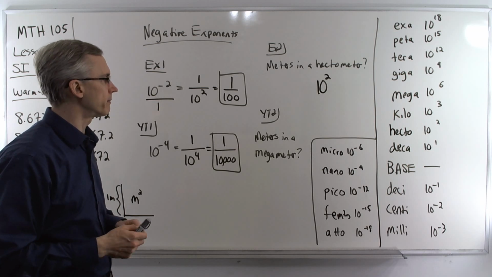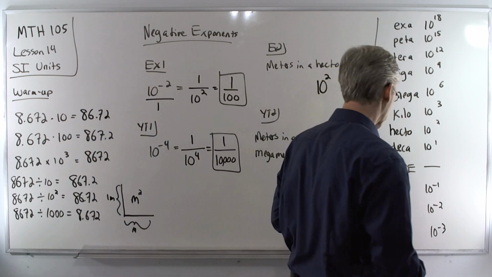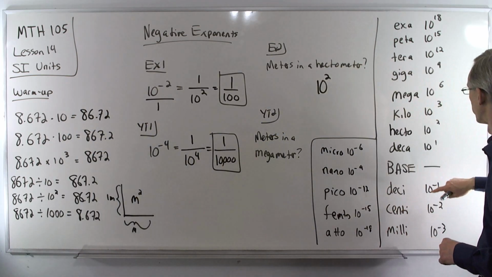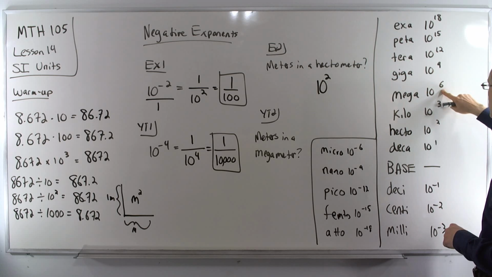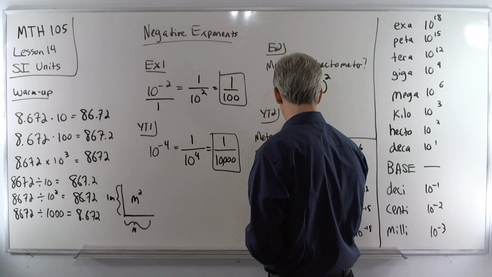Your turn number 2, how many meters are there in a megameter? I will find the mega prefix that has the exponential part of 10 to the 6th power. So that means there are 10 to the 6th meters in a megameter.